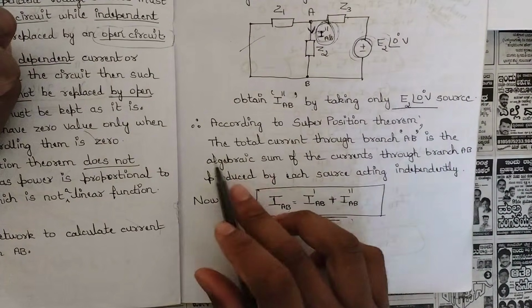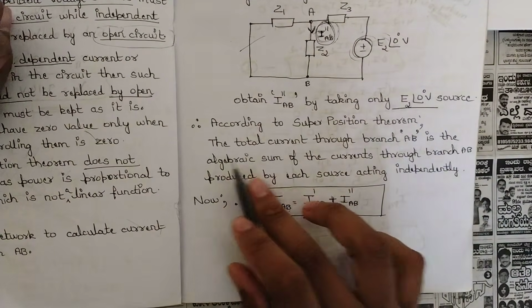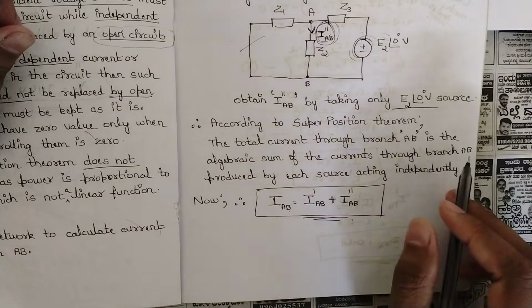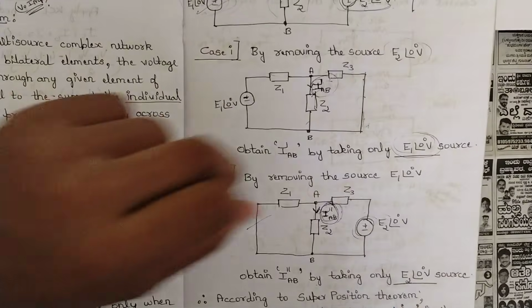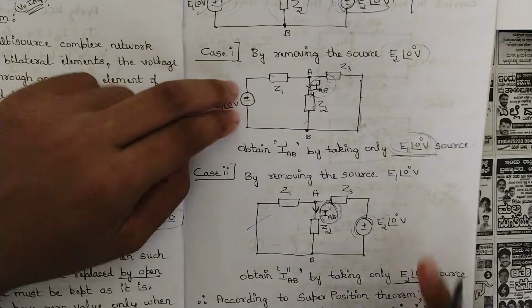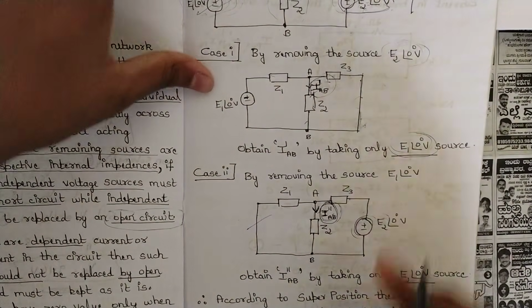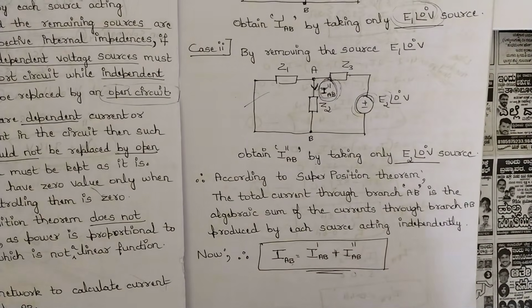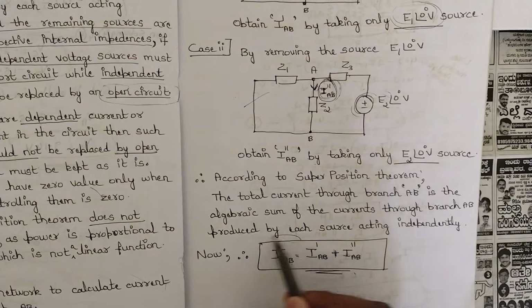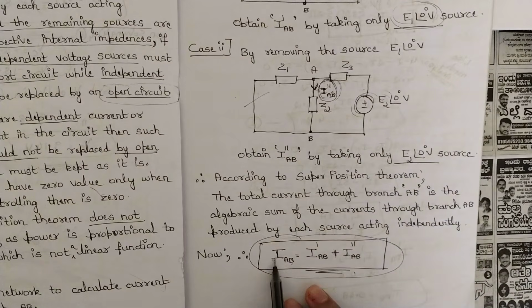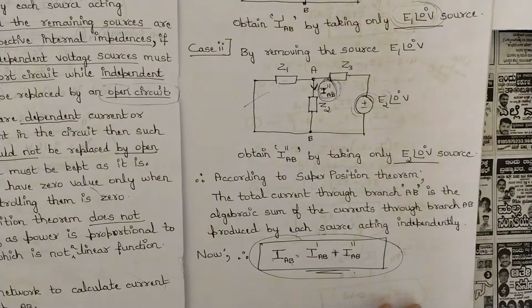According to the superposition theorem, the total current through branch AB is the algebraic sum of the currents through branch AB. That is, whatever currents we've got by keeping individual voltage sources in two cases, we should be adding them together. Okay, so that's why this equation is produced here. That is, I of AB is equal to I dash of AB plus I double dash of AB.